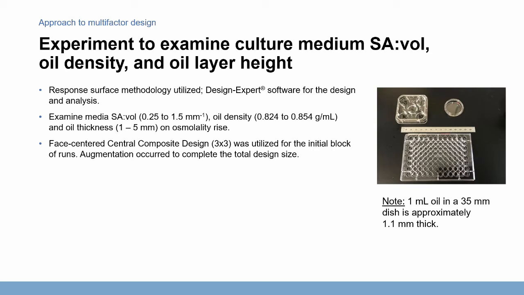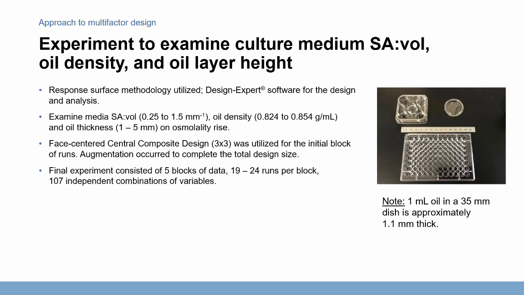So I started off with the face-centered central composite design and used Design Expert to help me with this design. And then after this first set of data was collected, I continued to augment the data using different factor level combinations to get a total final experiment. And I didn't do all of that before I did the analysis. Of course, I performed the first block of experiments, and I would look at the data and determine what it looked like, if I was on the right track, for example, and where some holes in the experimental parameters would be, and then just use the software to help me augment this design. And finally, I ended up having 107 independent combinations of these three factors in 5 different blocks with 19 to 24 runs per block.